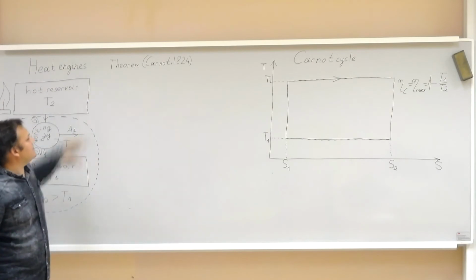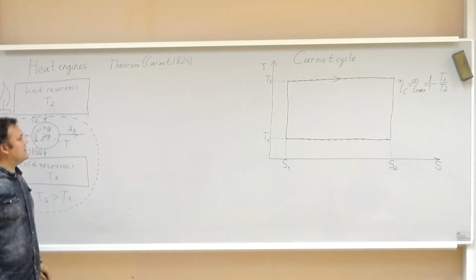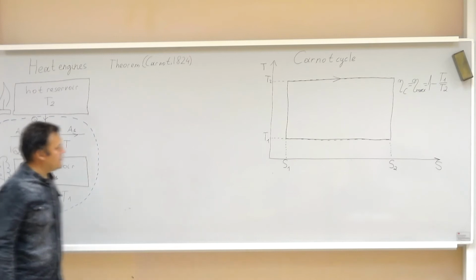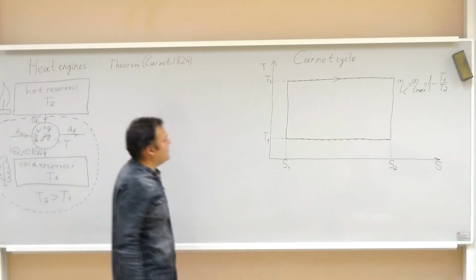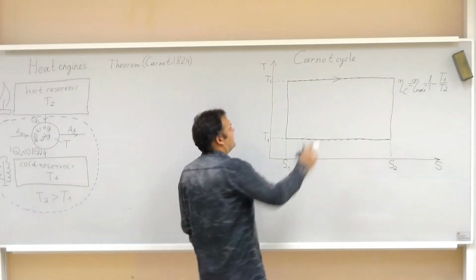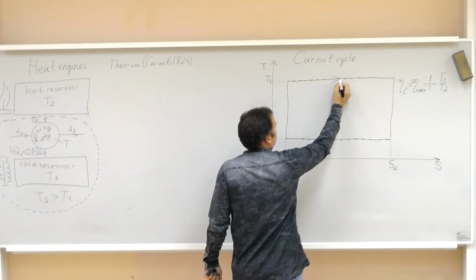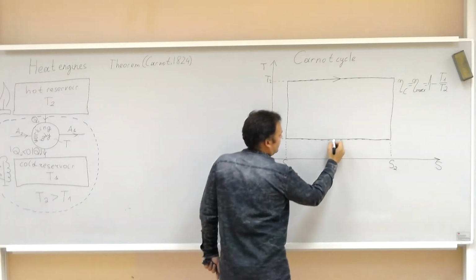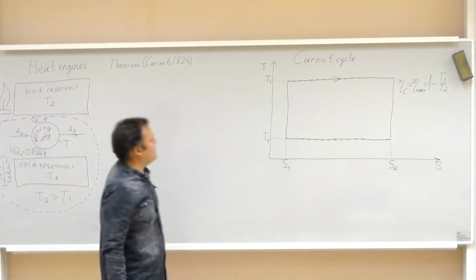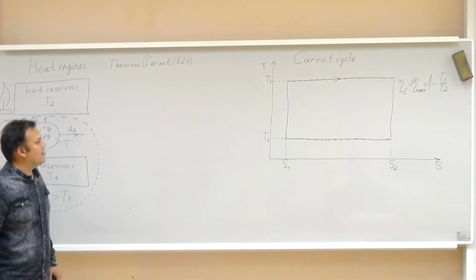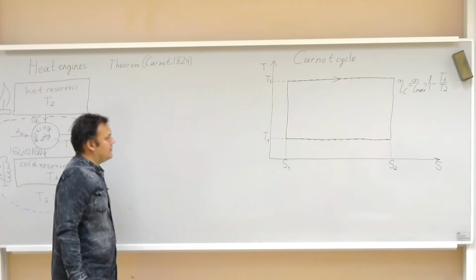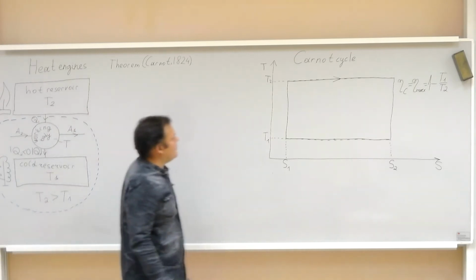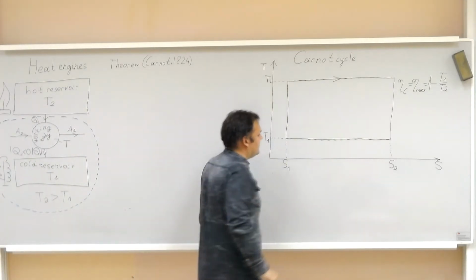And this theorem says the following. The efficiency of a reversible cyclic process with the highest temperature T2 and the lowest temperature T1 is less or equal to the efficiency of the Carnot cycle with these temperatures.